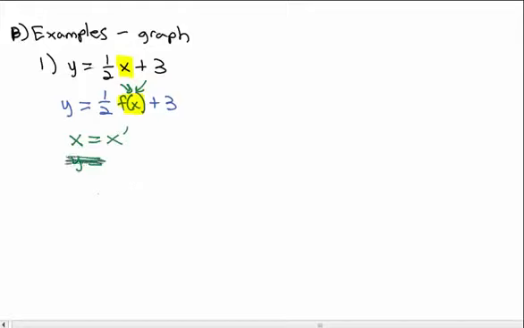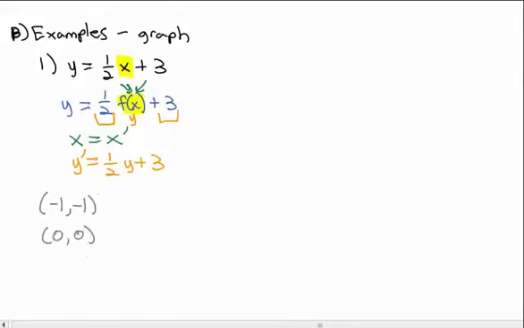I should do this in a different color, actually. Let's do it in orange. The new y's are all the outside stuff. The 1/2 times the function plus the 3. 1/2 times the function plus the 3. And that gives us the new y prime. So we know the function, the linear function, has 3 key points: -1, -1, 0, 0, and 1, 1.